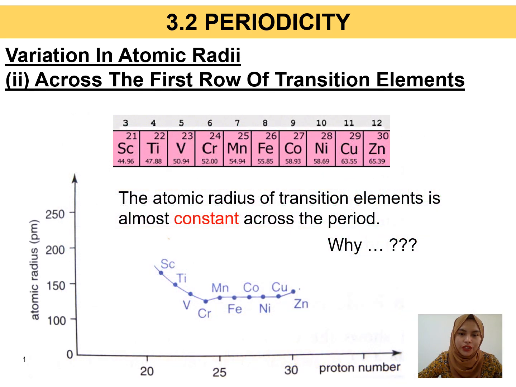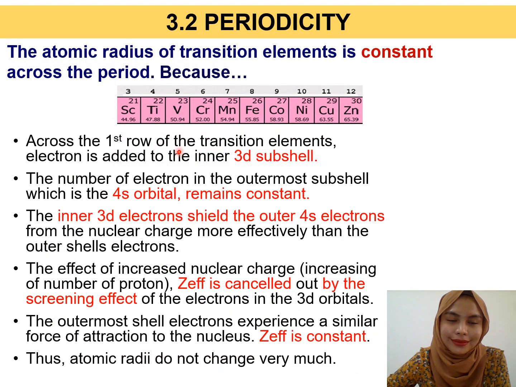So, if you look at the trend on the atomic radius across the first row of transition elements, the atomic radius almost constant across the period. Why? Why is that so? Okay, kenapa atomic radius across the first row of transition elements is almost constant? Sebab, okay, across the first row of the transition elements, the electrons will be added to the inner 3d subshell. Okay, dia akan added to the inner subshell.